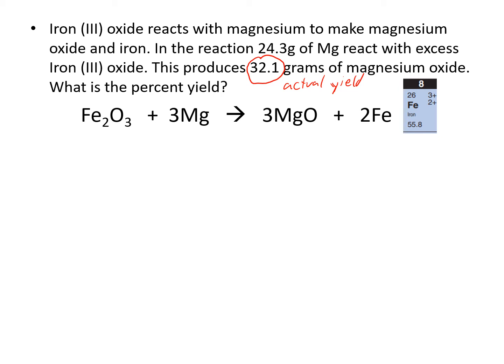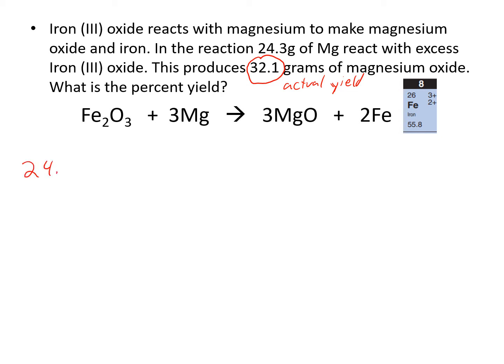But we're not really super interested in that actual yield. We're more interested in that theoretical yield. So what we're going to do is figure out how much magnesium oxide we'd produce if all 24.3 grams of magnesium react. We have an excess amount of iron 3 oxide, so we don't need to really worry about that.